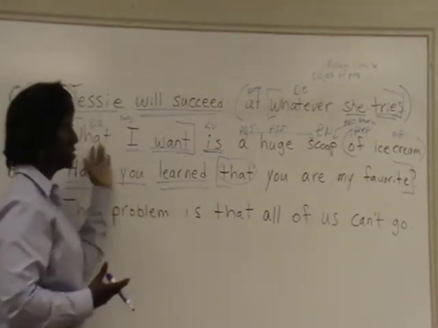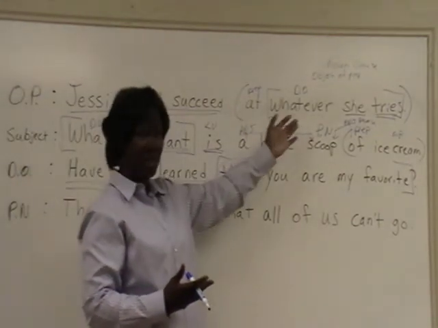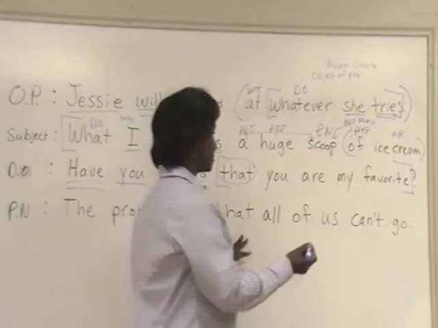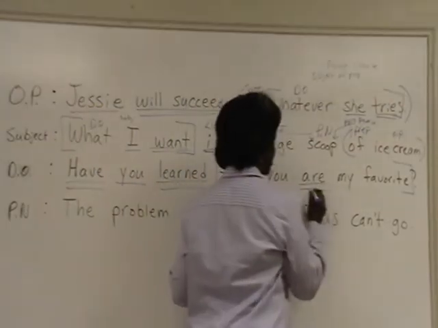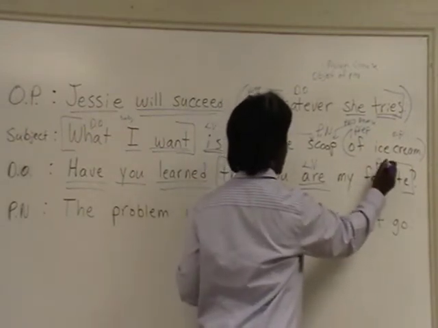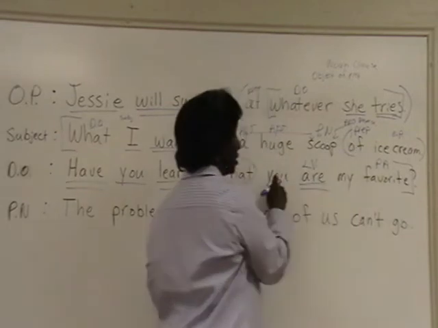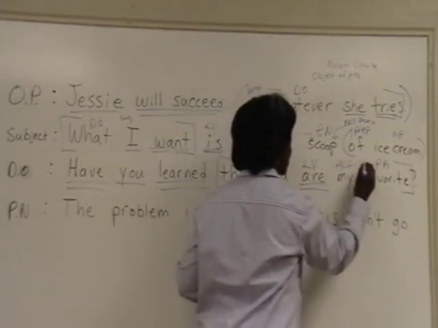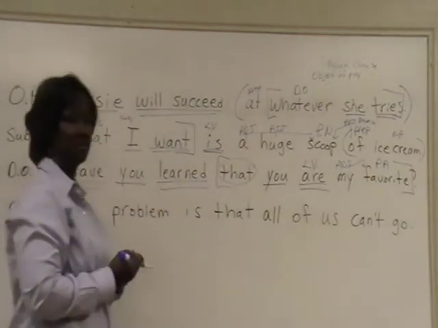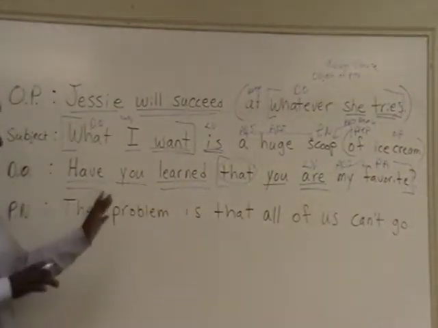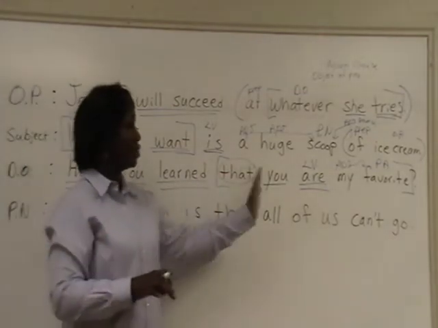In that sentence, it was a direct object. In that sentence, it was a direct object. But in this sentence, it's just functioning as a connecting word. We've got are as a linking verb, and then favorite is a predicate adjective describing you, and then you have your adjective describing favorite. All right. Getting it? Okay. That's your direct object. You have learned whom or what? You've learned that you're my favorite.